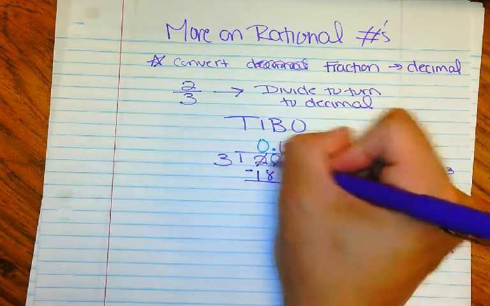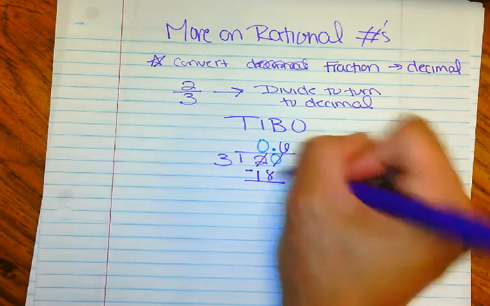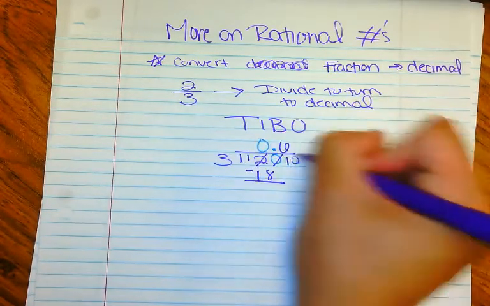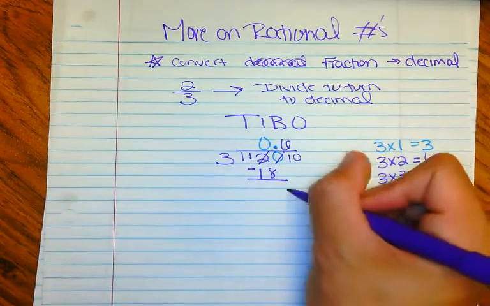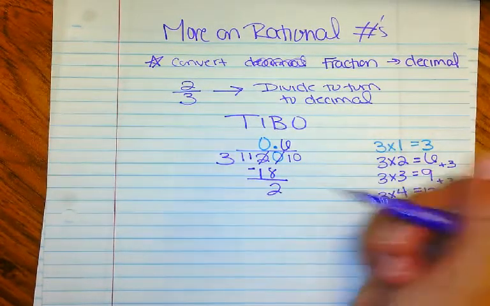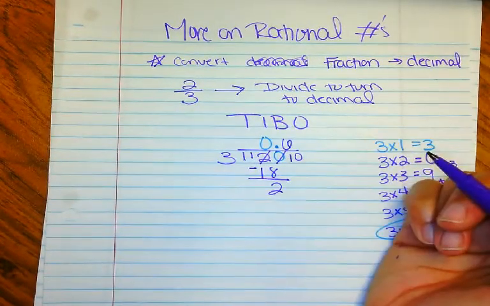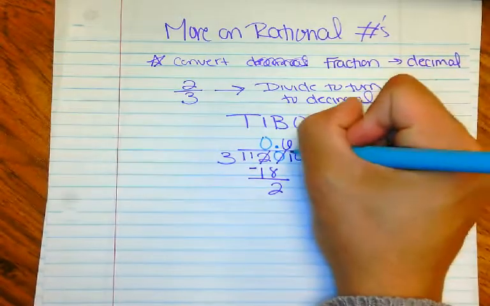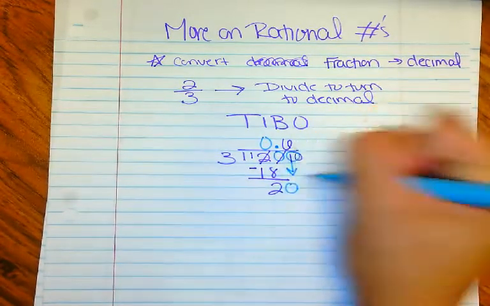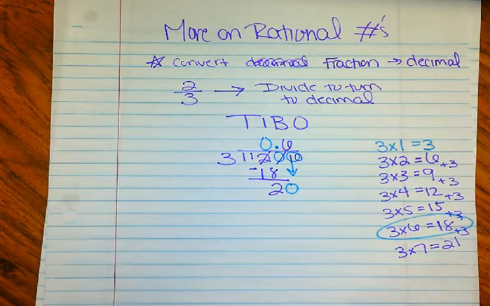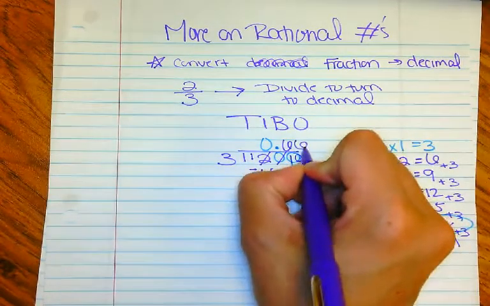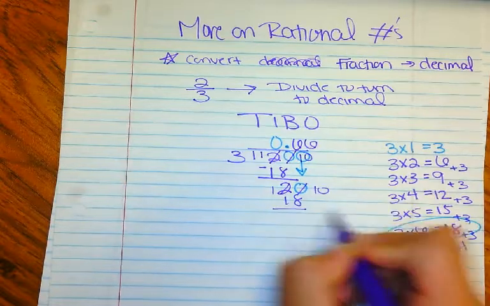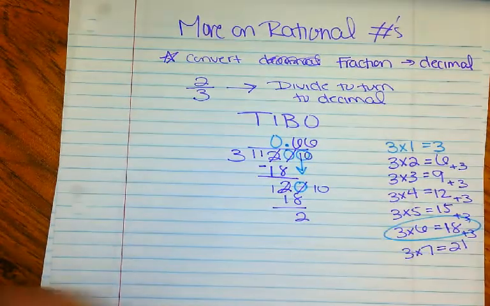The 0 cannot be subtracted from 8, so we need to borrow here. That becomes a 1, and this becomes a 10. 10 minus 8 is 2. 1 minus 1 is 0. I don't have anything else, so my invisible 0, add another 0 and bring it down. 3 goes into 20. Oh, look, 6 times again. 6 times 3 is 18. It's going to keep repeating.